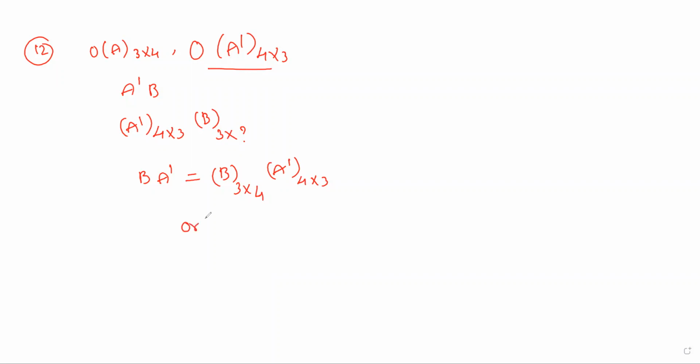So finally, the order of B is 3 by 4. But all the options are given about the order of B dash, so what will we get? First option, if you take option A, the order of B dash is 3 by 4. Okay. Next.